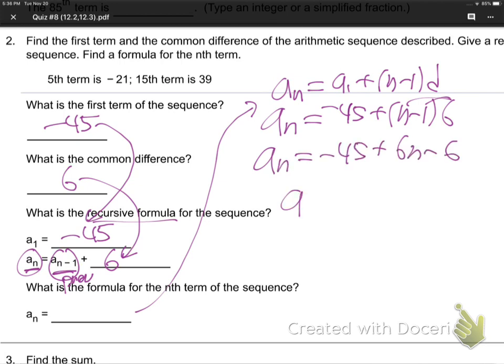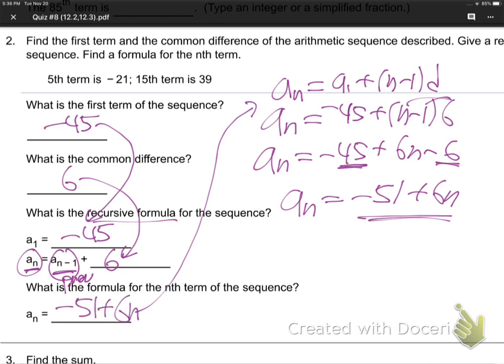6n minus 6. An minus 45 minus 6. Minus 51. There it is. Minus 51 plus 6n. We got it.